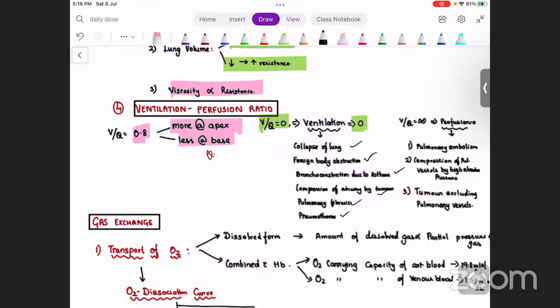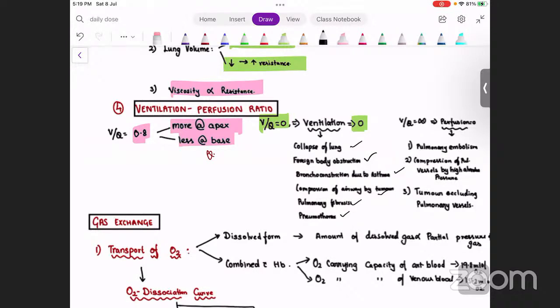Anything that goes into the passage can make the ventilation 0, because the lung is not properly ventilating due to obstruction by some substance, either a foreign body, a tumor, or air, or maybe the lung has collapsed or fibrosed so that it cannot ventilate properly. Any of these situations may contribute to a V/Q ratio of 0.